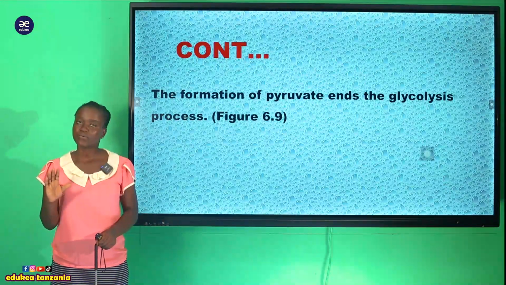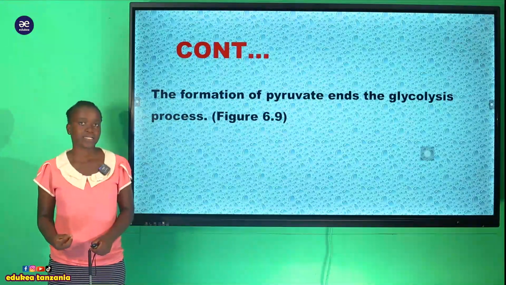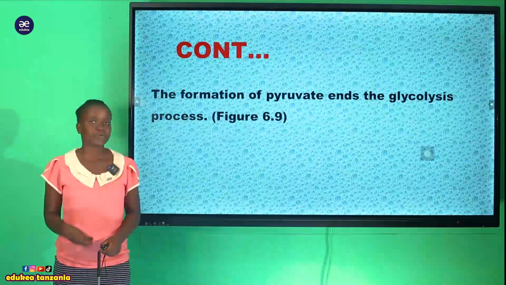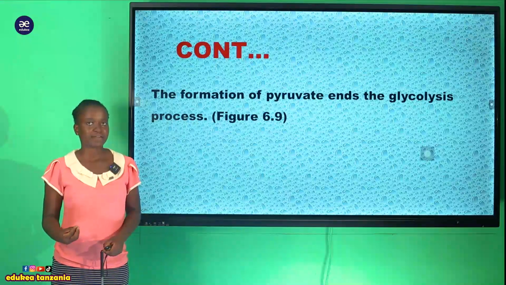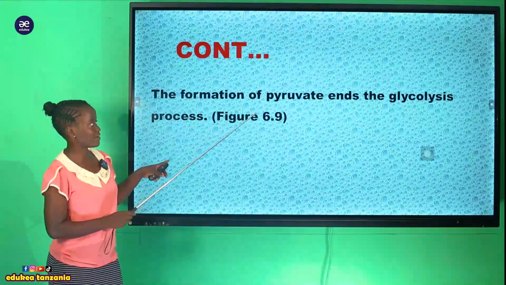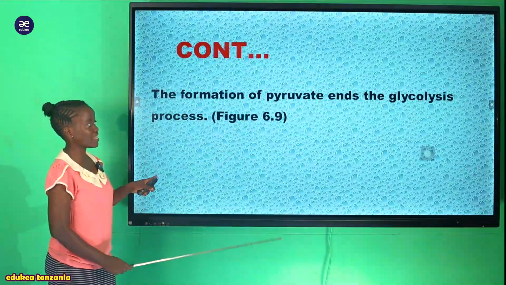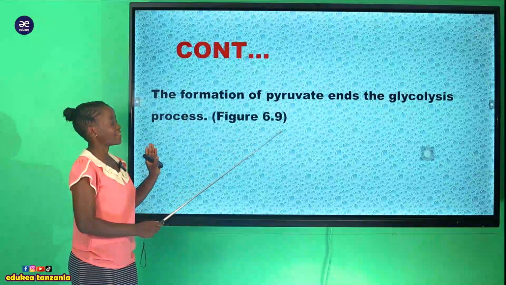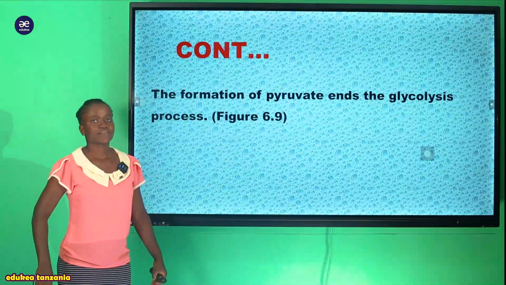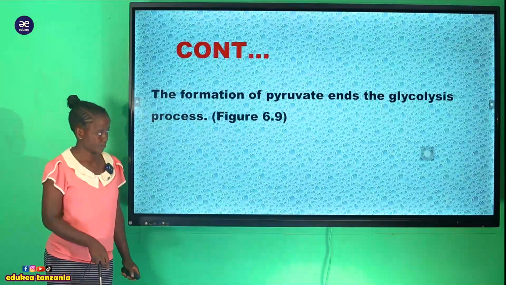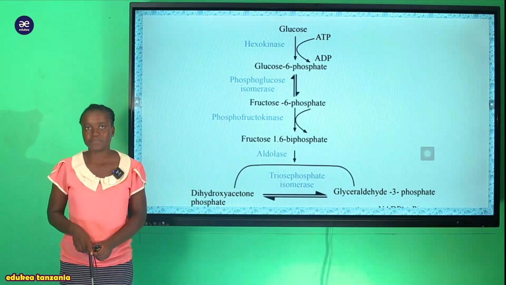If you didn't understand the explanation of how glycolysis went, now here I hope you are going to understand, and you will have something that you can explain on your own. So now we are looking at the formation of pyruvates and the glycolysis process. Let's see this figure, which explains the process of glycolysis and the formation of pyruvate, which is the end product of glycolysis. So now let's start looking at our process, glycolysis.